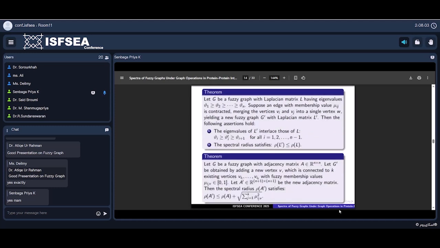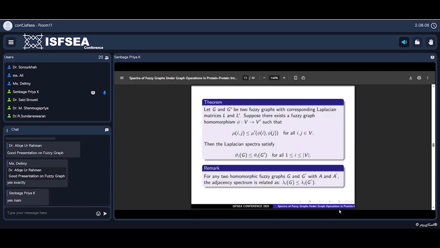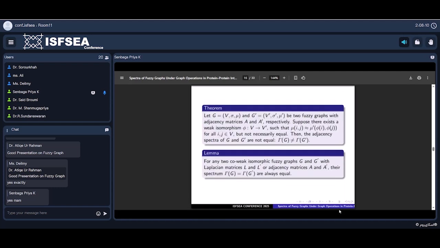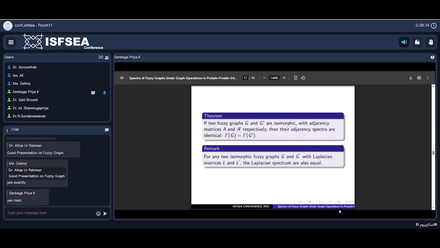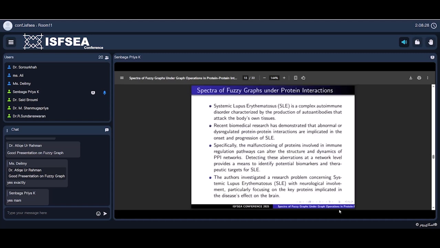And next we have obtained all these theorems for homomorphism, isomorphisms, and weak isomorphisms as well. If two fuzzy graphs G and G' are isomorphic with adjacency matrices A and A', their adjacency spectra are identical. Similarly, for any two isomorphic fuzzy graphs G and G' with Laplacian matrices L and L', the Laplacian spectrum is also equal.